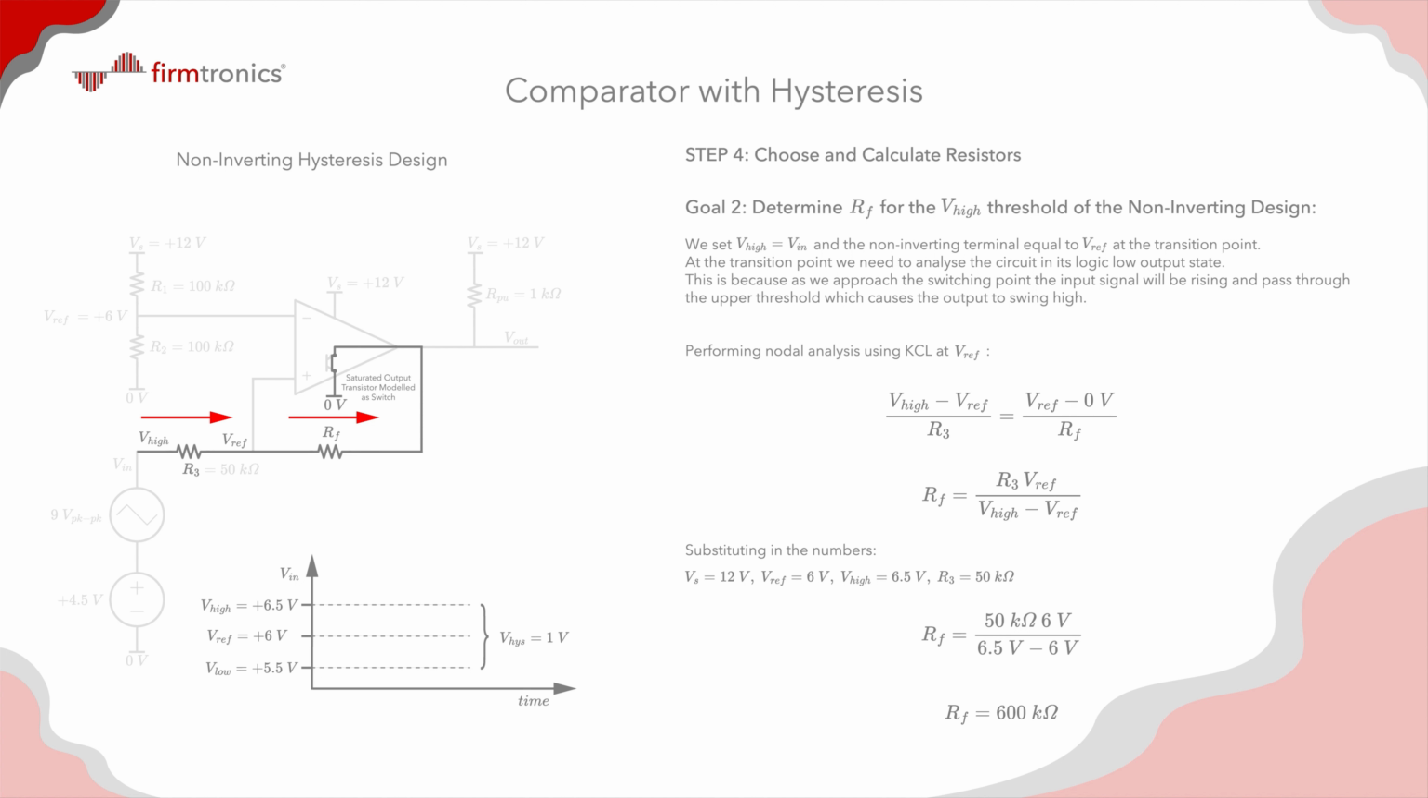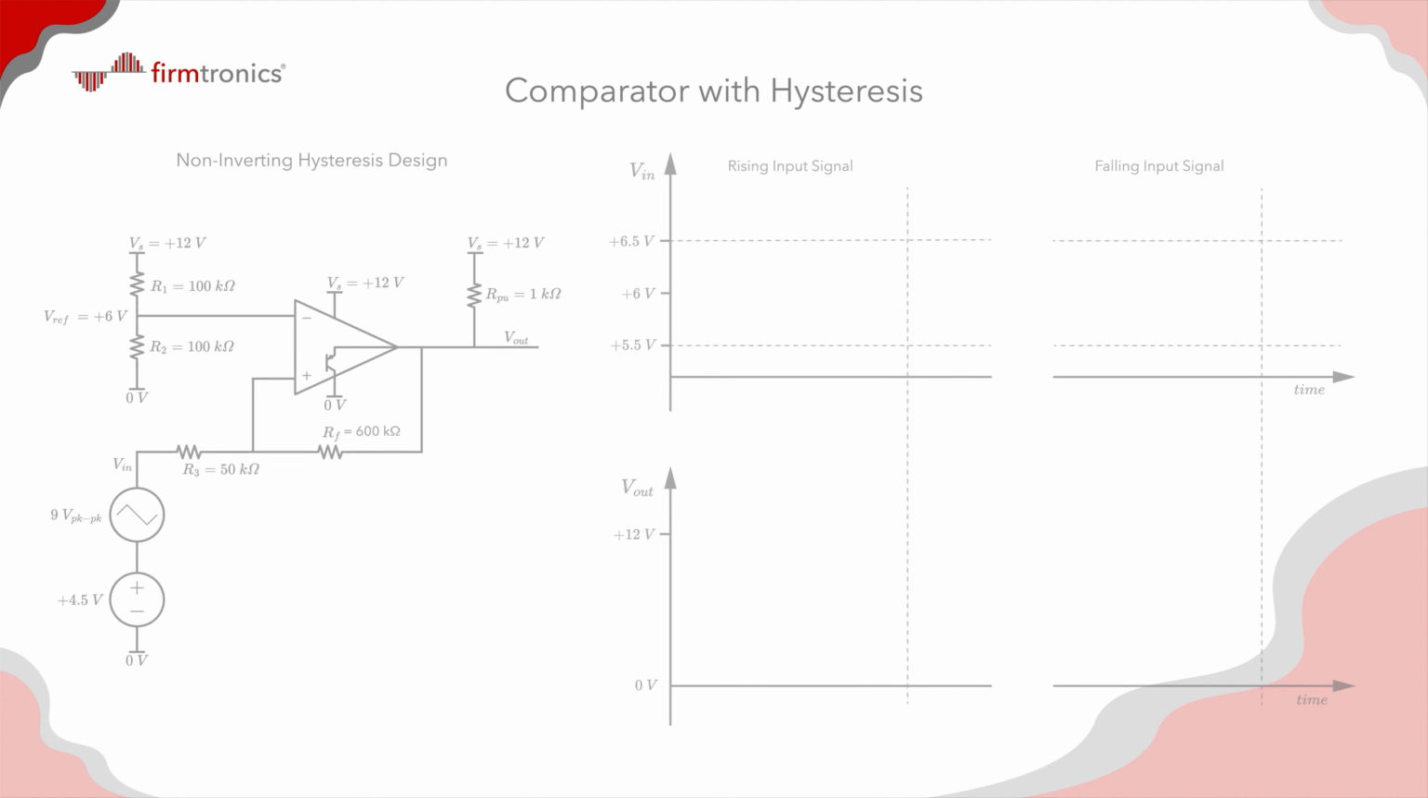So now that we have determined all of the resistors in our design, let's observe a graph of a noisy input signal and show how the hysteresis solves the issue of the erratic output transitions that we saw earlier.